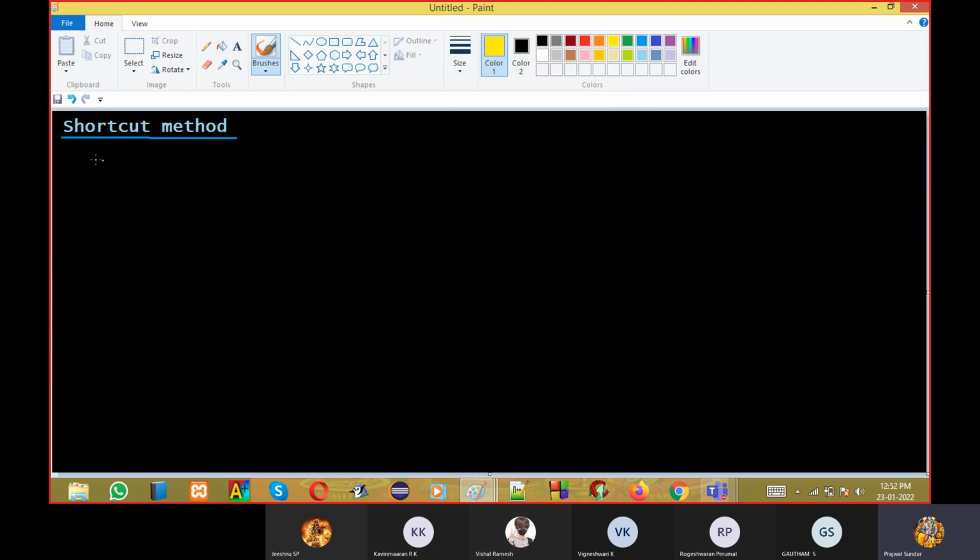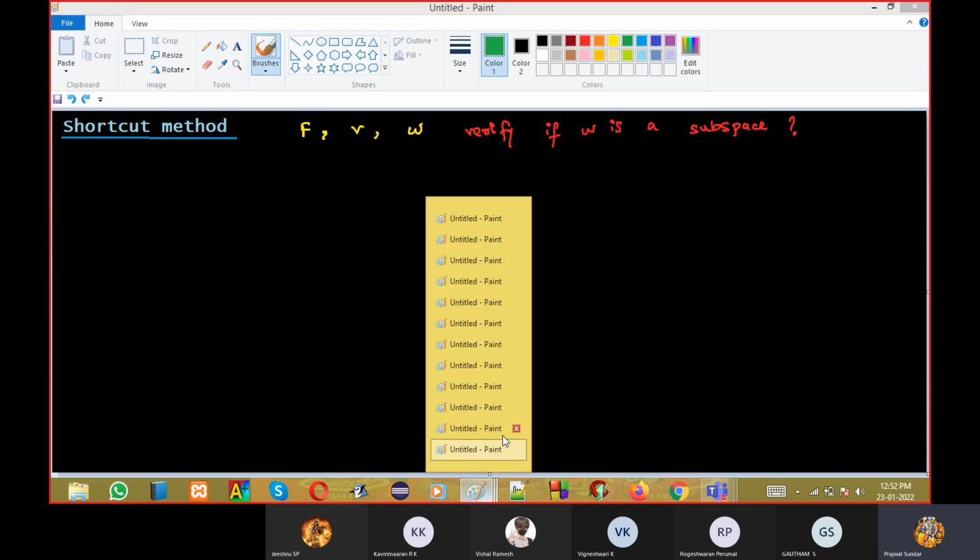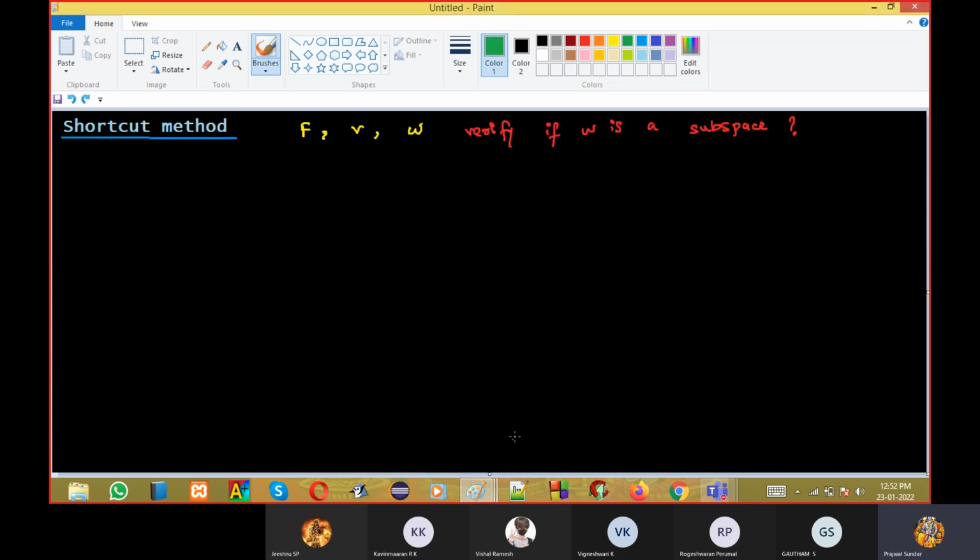Listen carefully. I have a field F, a vector space V, and a subset W. I need to verify if W is a subspace of the vector space V over field F. That's it. Write all the notation. So what I'll do is read just 3 conditions instead of the 8 conditions I gave initially for a vector space. What are those 3 conditions?